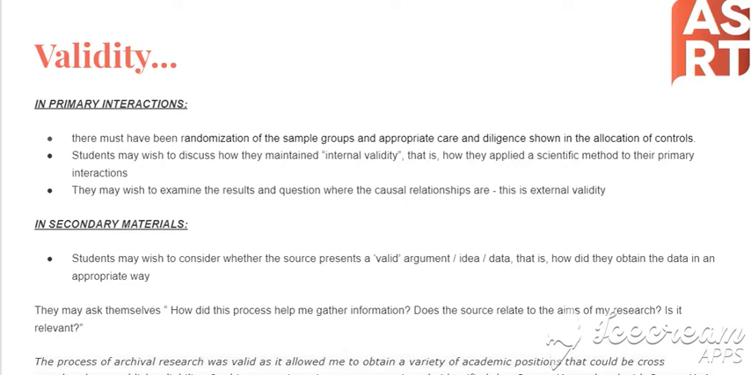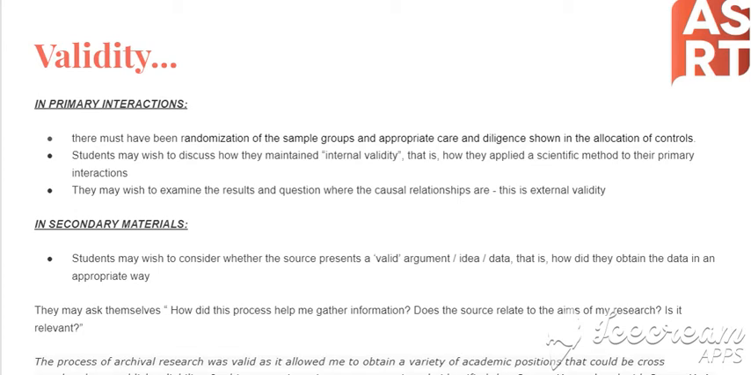And so they'll often say things like, this was a valid source for me to use because it answered my question. Now, that's not a really in-depth, insightful way to actually approach validity, because what we actually want them to be doing is evaluating the argument. So did the person who produced that BuzzFeed article actually get a valid measurement of the data that they then chose to include? So you could say something like, the process of archival research was valid as it allowed me to obtain a variety of academic positions that could be cross-correlated to establish reliability. In this comparison, it was most pertinently identified that source X correlated with source Y, etc., etc.